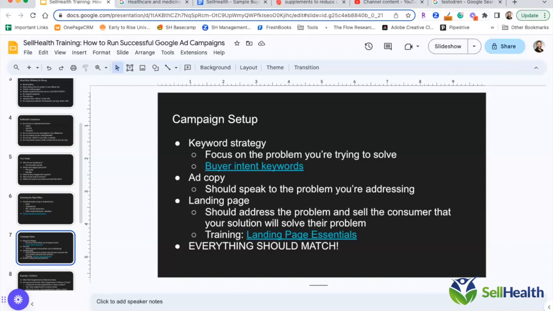Your landing page, okay? As an affiliate marketer, your landing page should address the problem and sell the consumer that your solution will help solve their problem. That's the number one role of your landing page. They searched a term, they clicked on your ad because it spoke to a problem they have, they arrived at your landing page, and now your landing page needs to convince that consumer that your solution is going to help solve their problem.